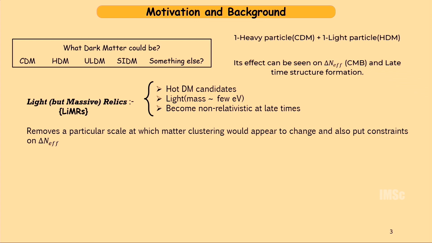So there is a group of particles which people have termed recently as LiMRs. LiMR stands for light but massive relics. Their mass is of the order of a few electron volts. So these particles act like hot dark matter species, and being very light, they would show up as a change in delta N effective at the CMB, because they are relativistic. The significant part of them is relativistic at the CMB, and then they would become non-relativistic at late times and will add to the structure formation today.